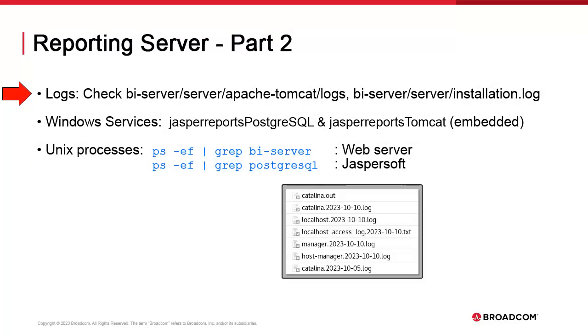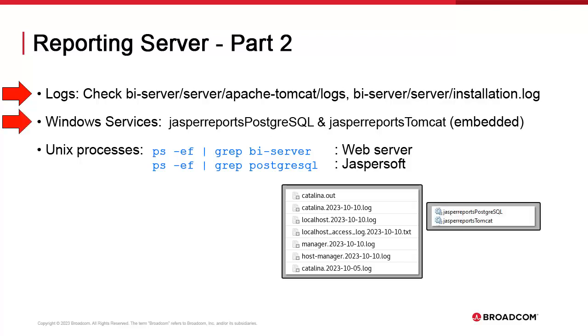The server's logs can be found in several places. You should look at the Tomcat logs. The server will trace server events, and the Jasper reports log traces Jasper events specifically. Also, you can check the installation.log file at the root to troubleshoot installation issues.